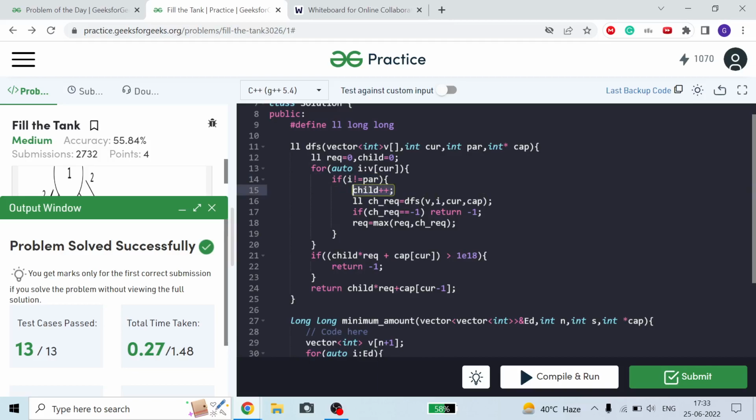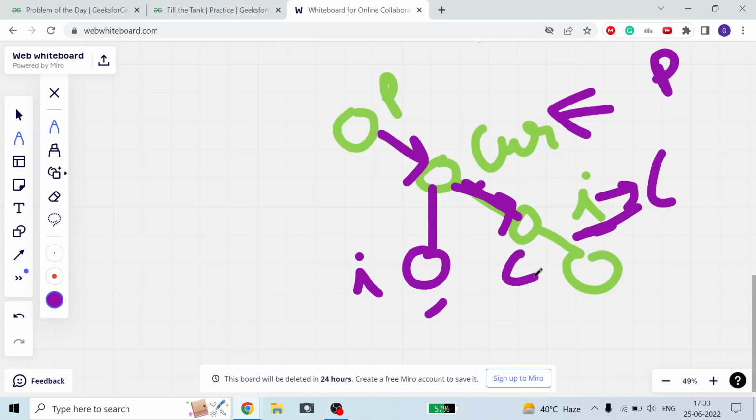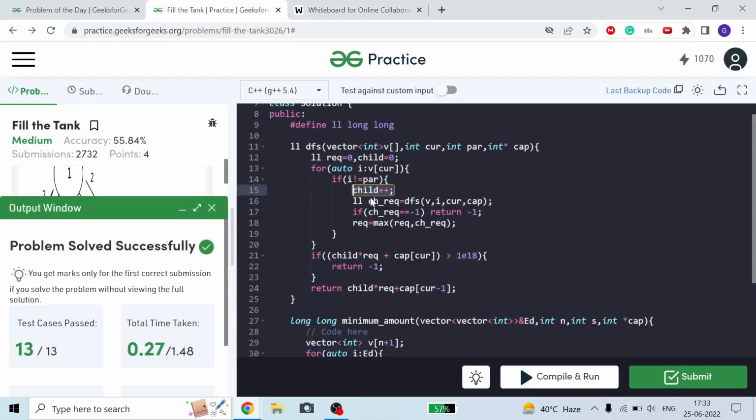We increment the child, meaning we are reaching a node which is not equal to parent, meaning it is the child. When we come to here, we will increase child plus plus. When we come to here, we will increase child plus plus. Okay guys, so child plus plus.